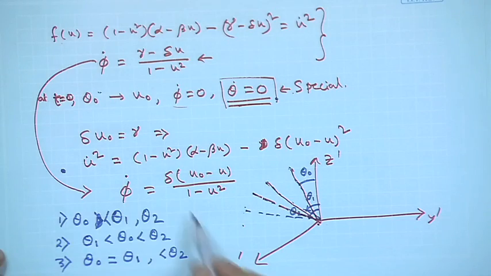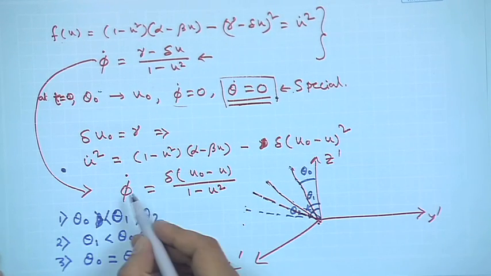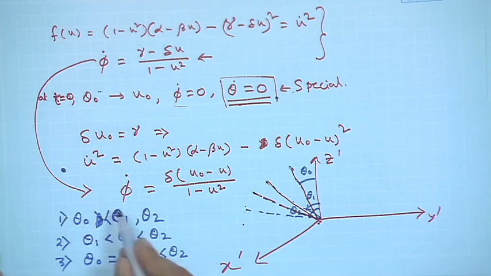So, the physical consideration tells you we can have only 3 types of motion in these 3 initial conditions. Now, let us carefully examine the signs of phi dot at different limits for these 3 initial conditions.